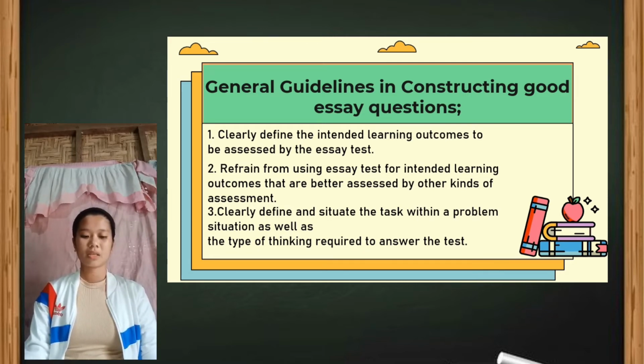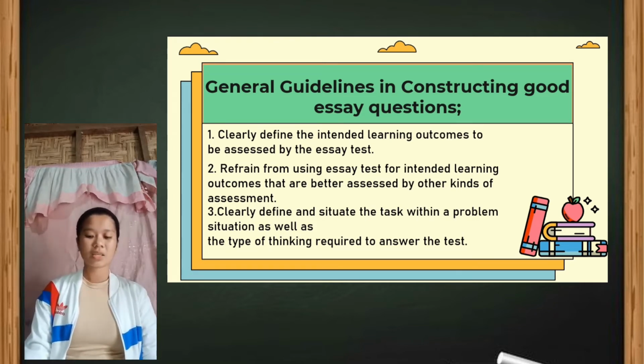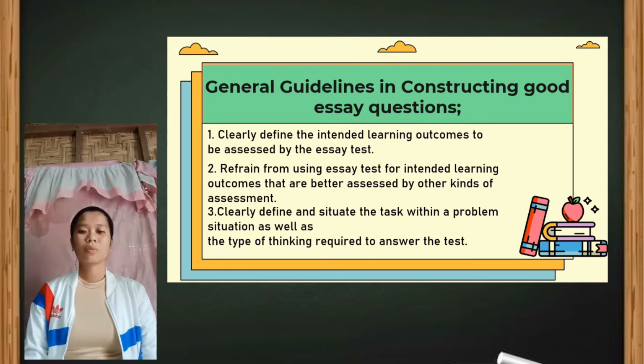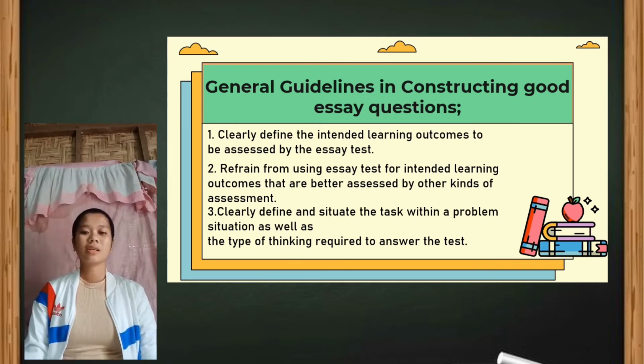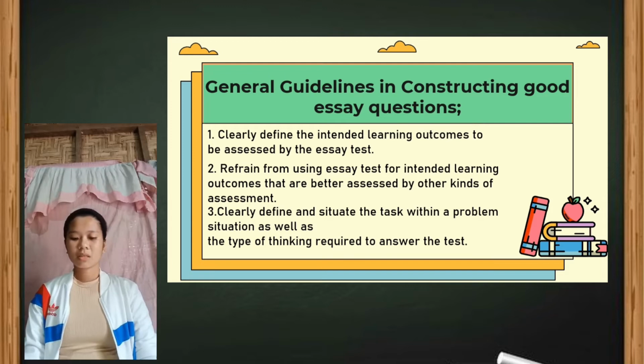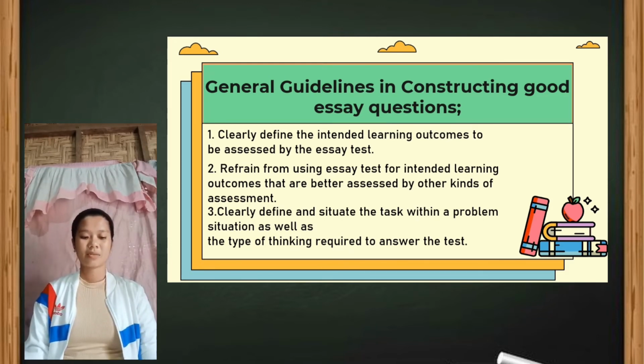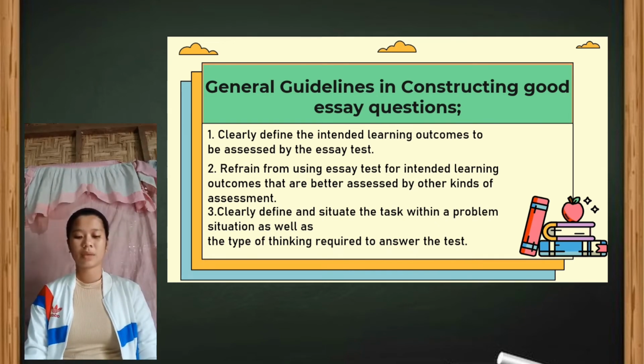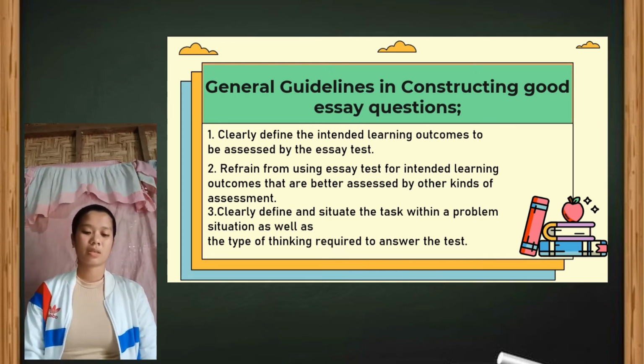para ma-test din yung mga students kung sino yung magaling umintindi at madaling mag-analyze ng bawat tanong. So, number 2, refrain from using essay tests for intended learning outcomes that are better assessed by other kinds of assessment. Here, some intended learning outcomes can be efficiently and reliably assessed by selecting type test rather than by essay test.